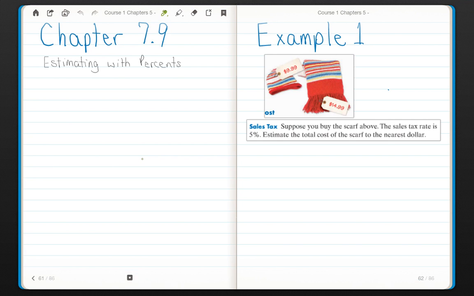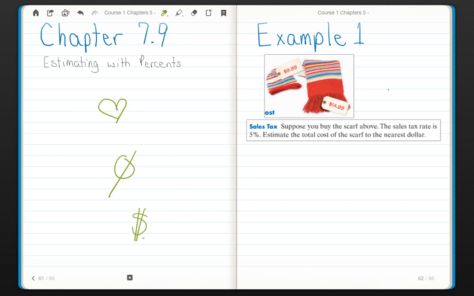Chapter 7.9, Estimating with Percents. Now, there is no vocabulary for this lesson, but I want you to keep in mind the purpose for estimating with percents. Shopping is one of those things that you either love or you hate. There often is no in between, but regardless, everyone loves to save money. So if you're out shopping, or if you go to a restaurant and you need to give a tip, being able to estimate a percentage can be a very helpful thing to do.